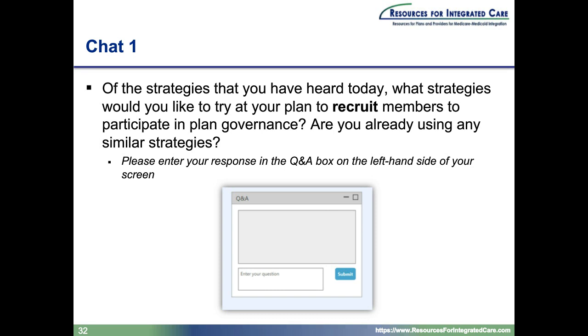I'll just read a couple more. Somebody wrote, we do member outreach via phone, and those who are particularly interested in their health plan governance, we ask if they're interested in participating in plan work groups. That's a good idea. It's not just a committee, just a consumer advisory committee. It could be other types of work groups.